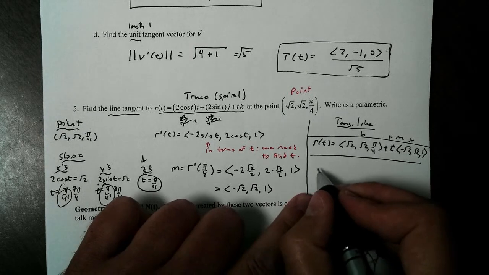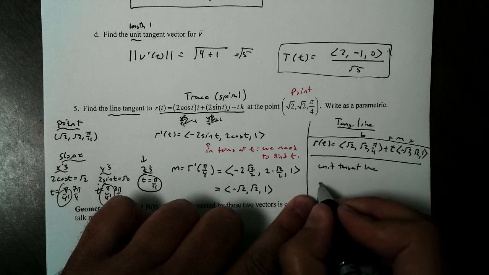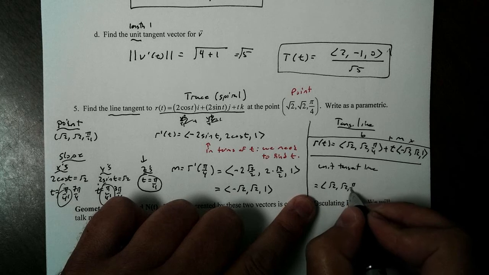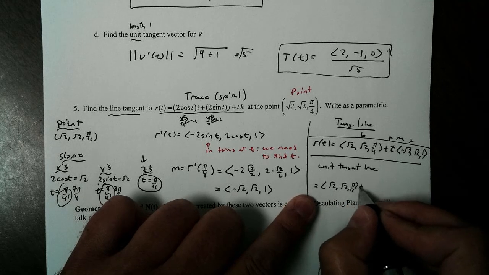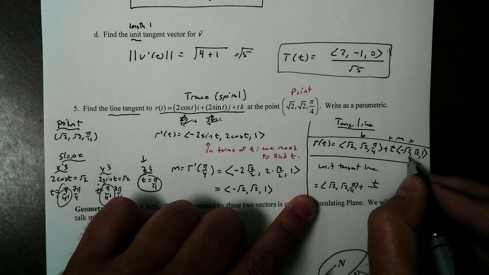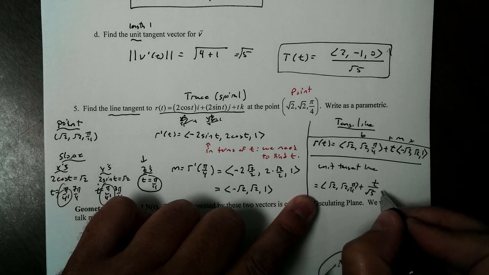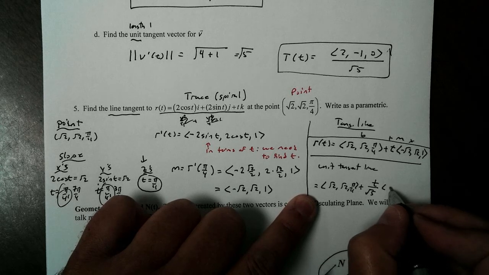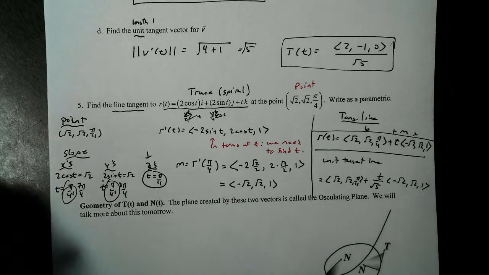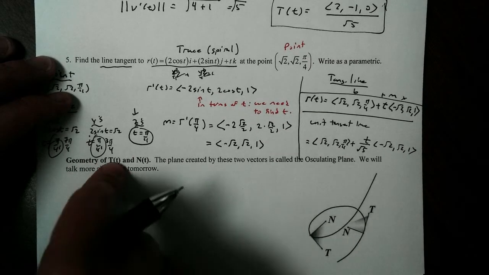If I want to write this as a unit tangent line, it would be the same. It would be root 2, root 2, pi over 4, plus t over, and I find the magnitude of my vector here. That's going to be 2 plus 2 plus 1, which is root 5, times negative root 2, root 2, 1.